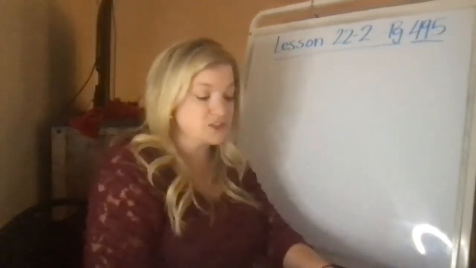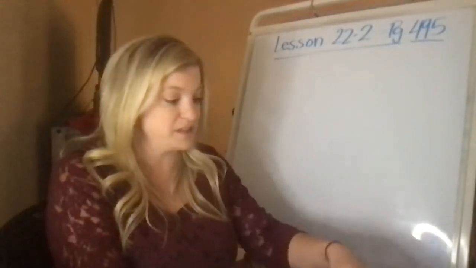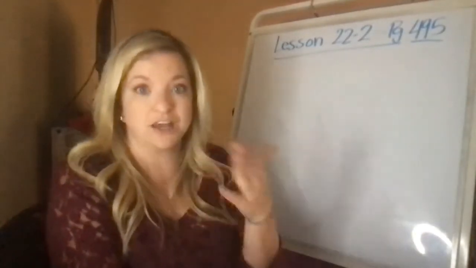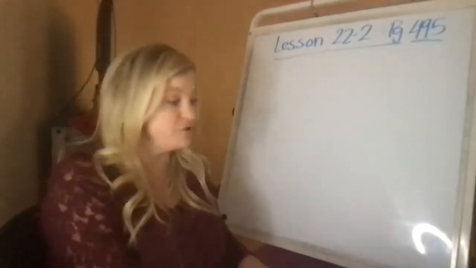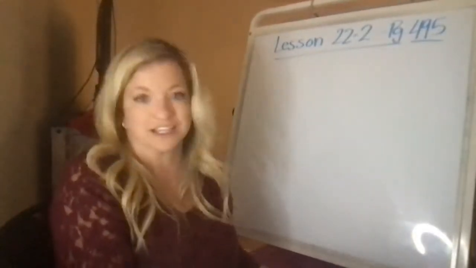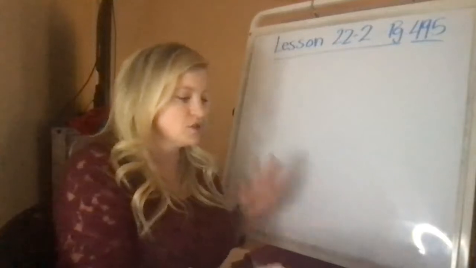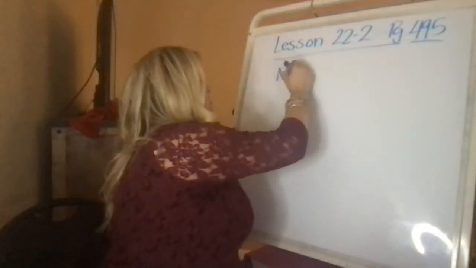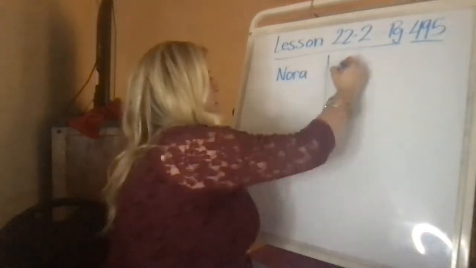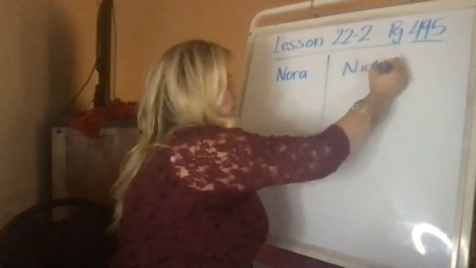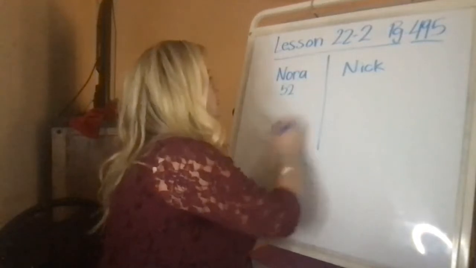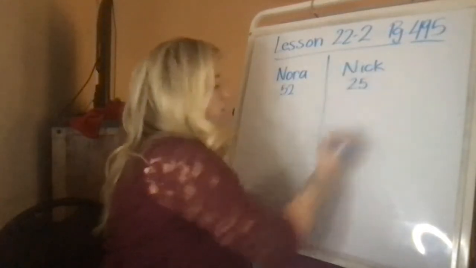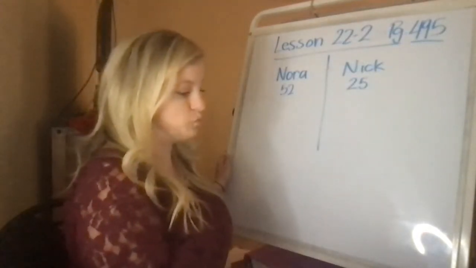So this is a try it. That means if you want to pause it and watch it after you solve it on your own first, great. If you just want to stay with me, that's great too. So the first thing I have is Nora, and I also have Nick. Now, Nora picks 52 apples and Nick picks 25 apples.